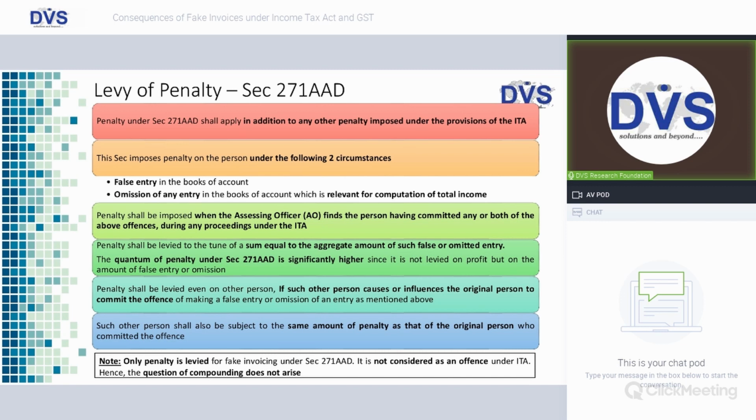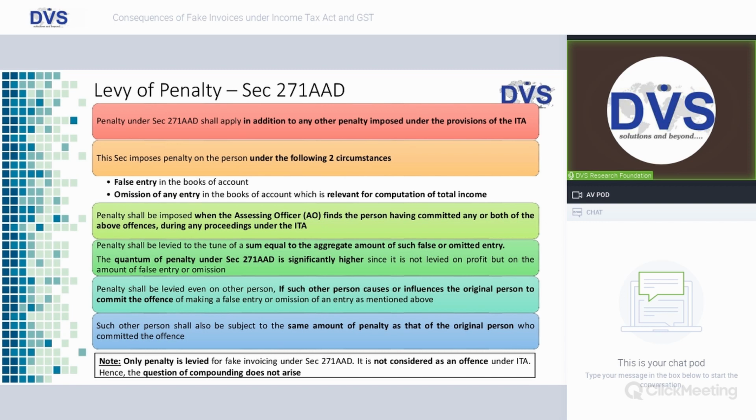The penalty shall be a sum equal to the aggregate amount of such false or omitted entry. Friends, the penalty under Section 271AAD is not dependent on the amount of profit or the amount of tax paid, but on the amount of the false or omitted entry used for the purpose of fake invoices. Again, as I said, the quantum of penalty is significantly higher since it is not levied on profit but on the amount of the false entry or omission.